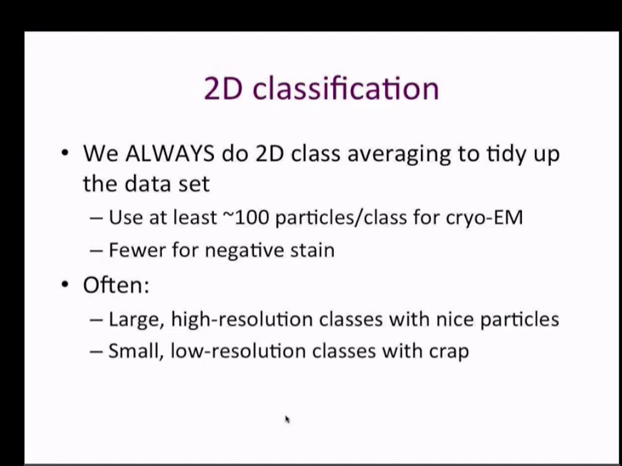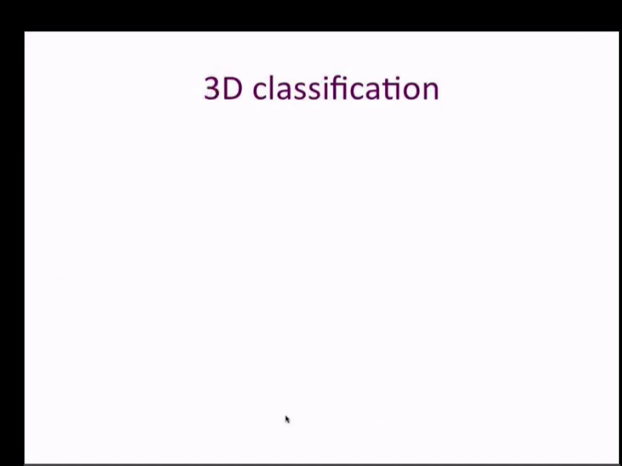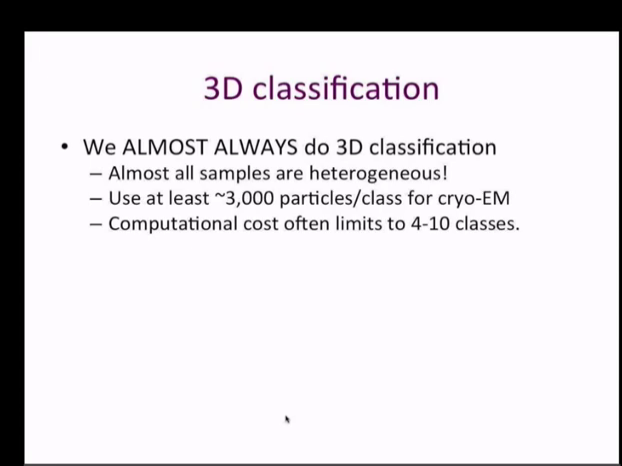Then after 2D classification, you can go into 3D classification. We almost always do that one as well, because almost all samples are heterogeneous. I don't think there are many macromolecular complexes in nature that actually are rigid as a rock. And then because of computational costs, they're often limited to 4 to 10 classes, although I've seen people doing 20 class refinements.